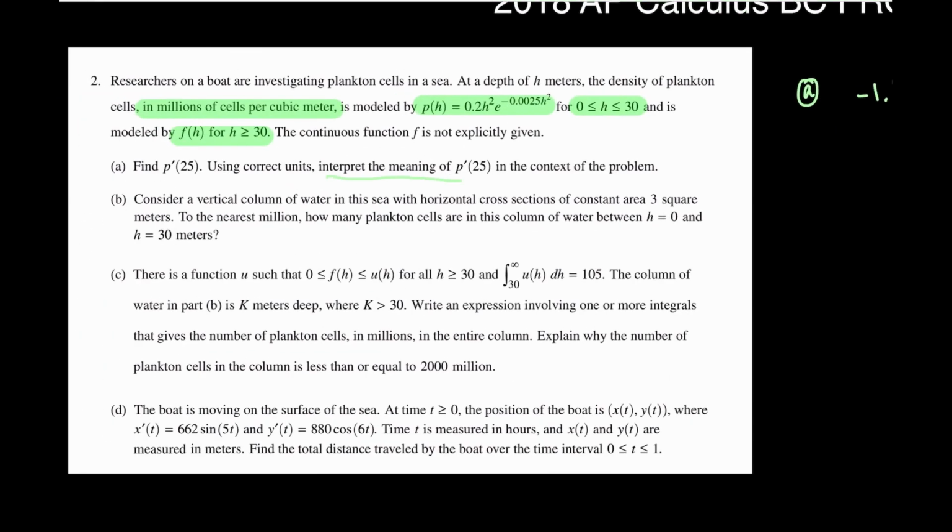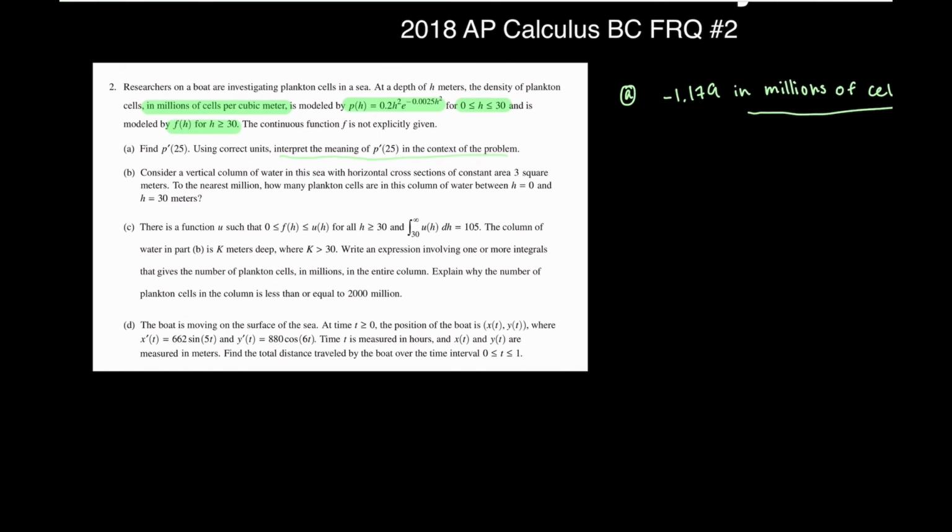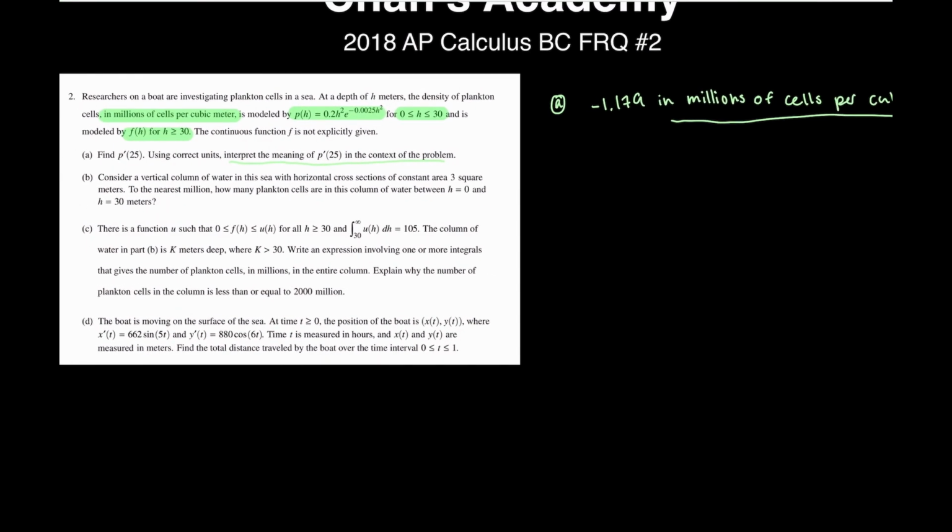Now part B asks us to consider a vertical column of water in the sea with a horizontal cross-section of a constant area of 3 square meters. And then, to the nearest million, how many plankton cells are in this column of water between h of 0 and h of 30 meters. So again, the range of this is 0 to 30, which is within the range of this function, so we know we're supposed to use P of h.